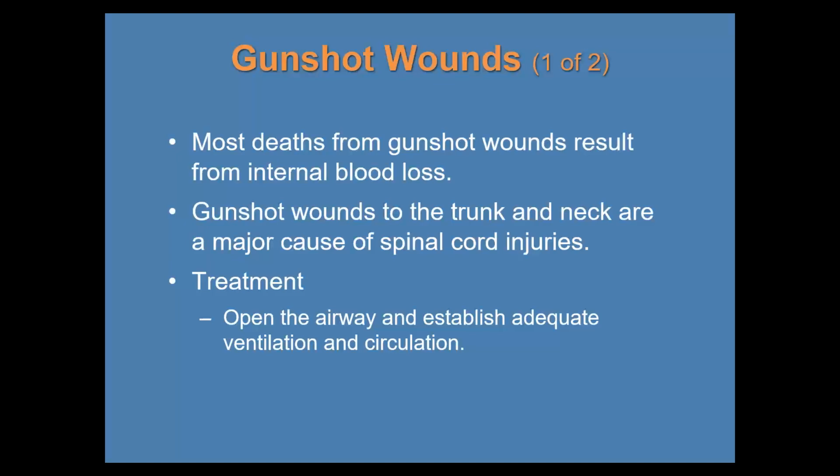There's always, like, it says here, the trunk and neck are major causes of spinal cord injuries, and that's one of those that we need to be worried about, which way the bullet went in, and we may need to try to see where that exit wound is, if there is one, and start to formulate an idea whether or not the spinal cord is involved in that.